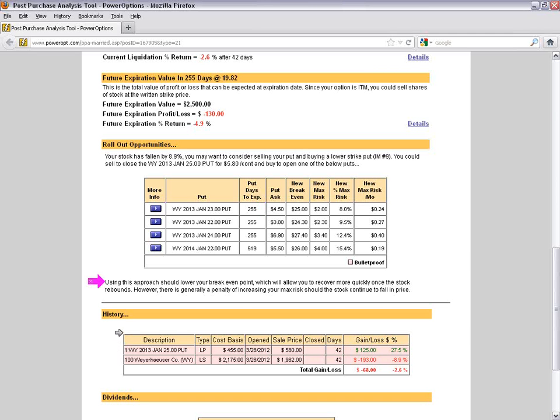Down below here is a very important note, and those of you who own the blueprint, you know why this is here, but you can also see it in the maximum risk. Using this approach will lower our break-even point. We're readjusting the position, but it's also going to increase our risk. We have a 4.9% risk now. This increases our risk to 8% if we make this adjustment. And of course, those of you in the blueprint know the SIGA model for income method number 9.